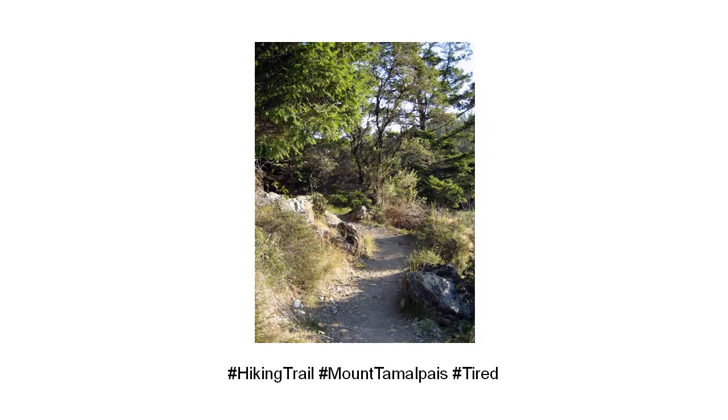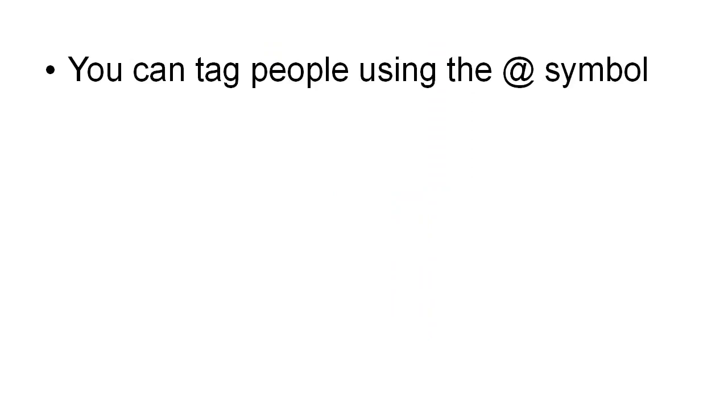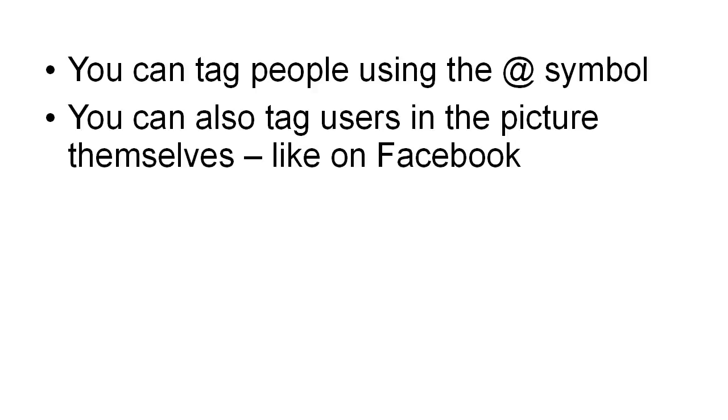Like I was saying earlier, you can use the hashtag symbol, and it works in a similar way to hashtags on Twitter. So, for example, if you were to take this photo and upload it to Instagram, you could have the hashtag hiking trail, hashtag Mount Tamalpais, and hashtag tired. You can also tag people using the @ symbol, again, just like on Twitter. And you could also tag users in the picture themselves, like on Facebook.